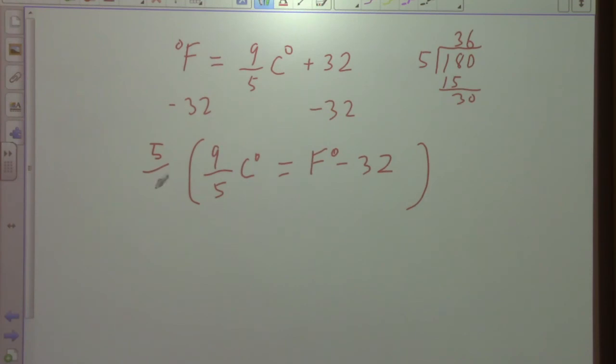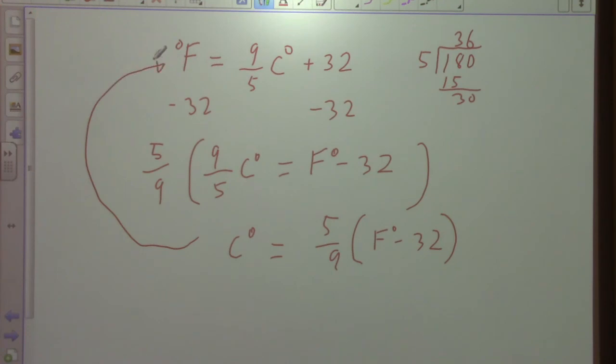Or multiply by 5/9, right? So that will cancel out. So our degrees Celsius is going to be equal to 5/9 of our degrees F minus 32. And so what we have here is these two functions right here are what we call inverses of each other.